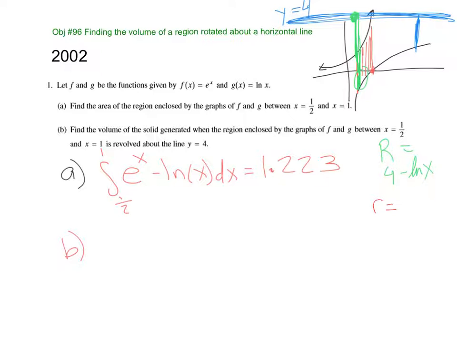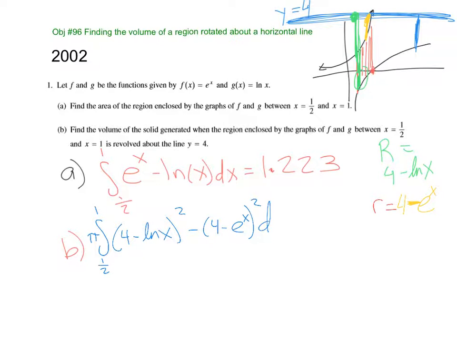Little r, I'll do that one in yellow. It is from here to there. What is that distance? It's the same thing. So you should notice a pattern. It's the axis minus the function, right? The y value that we are rotating around minus the function. So we're going to integrate pi times big R squared minus little r squared. Don't forget your pi, that's a big mistake. Big R squared is 4 minus ln of x, squared, minus little r squared.